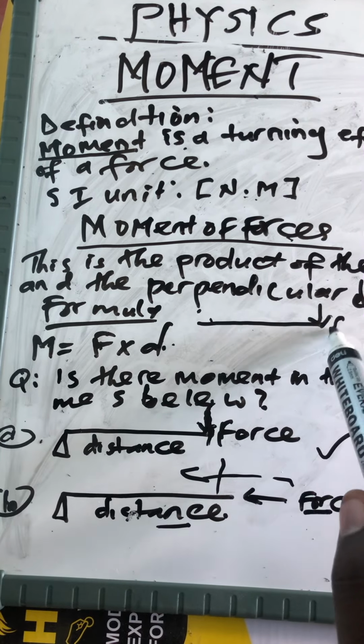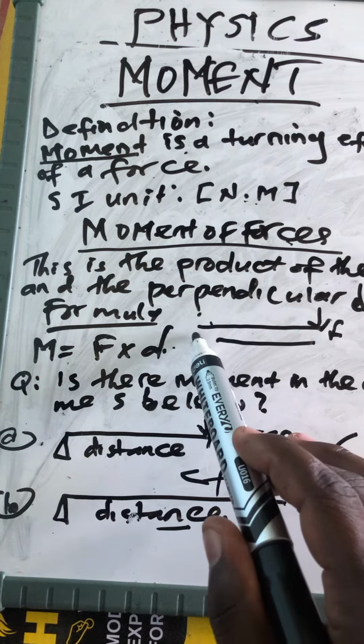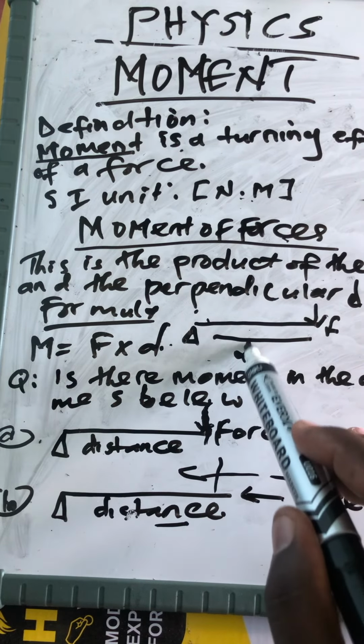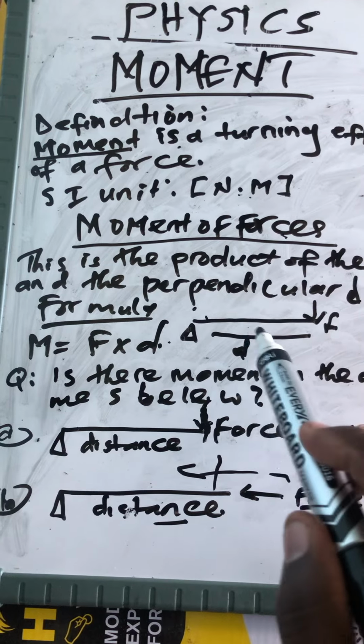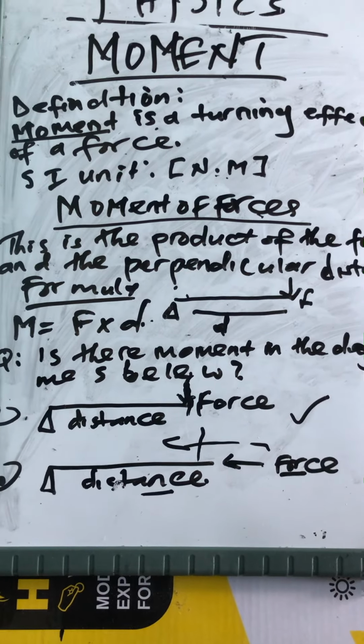So this is the force. And then this is the distance. This is probably the pivot. For us to produce the turning effect, we should have distance and the force that is acting at perpendicular distance.